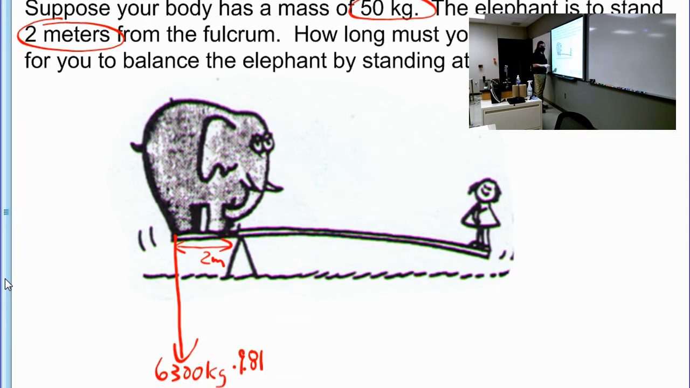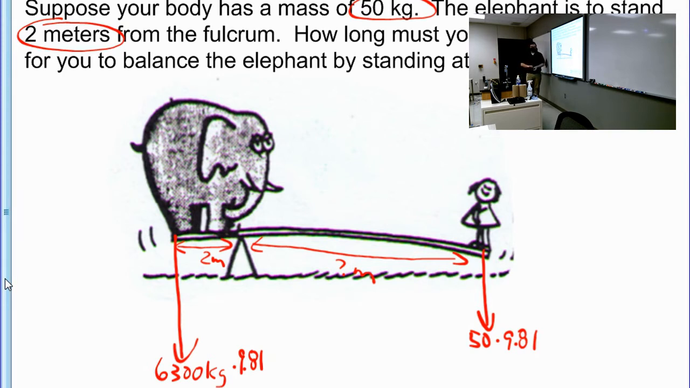of the elephant. On the other hand, over here, our mass is 50 kilograms. We're going to do the same thing, multiply that by 9.81. And then, again, our problem is to solve for what is that distance there? What is the distance I have to stand away from the fulcrum to make myself balance with that elephant? Okay, solve for some answers.